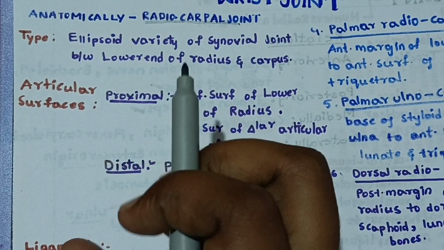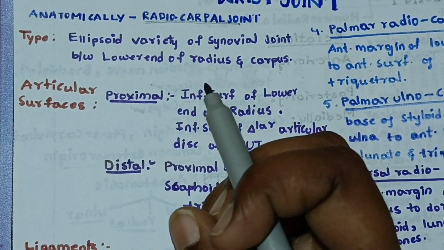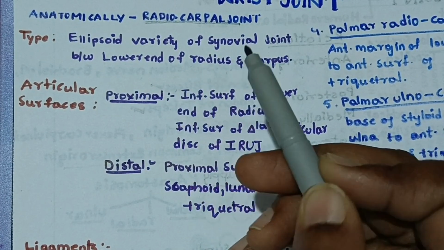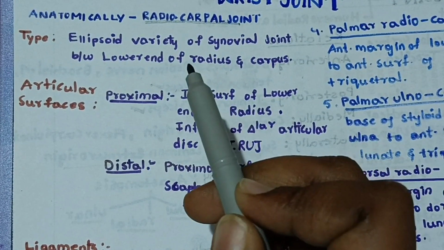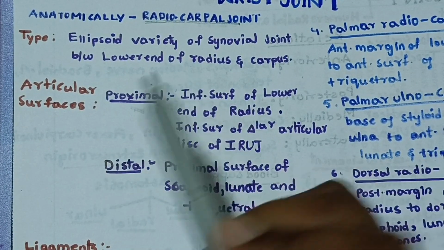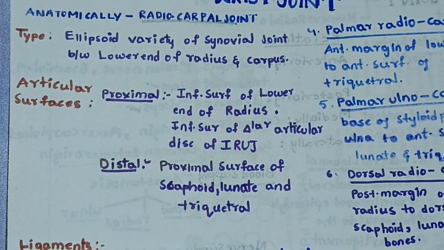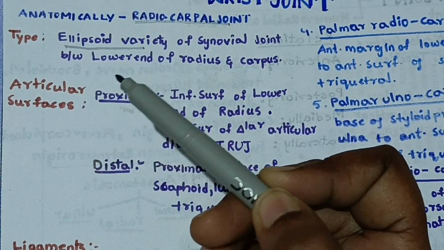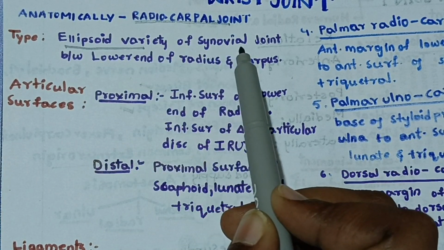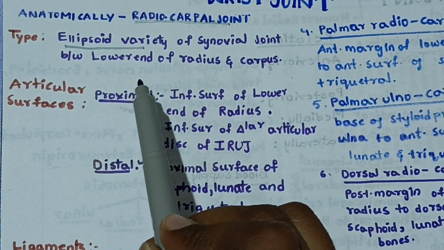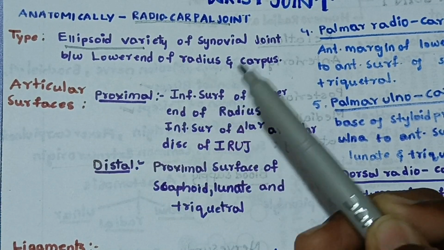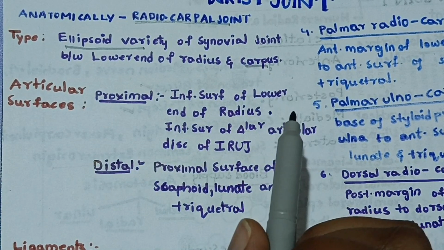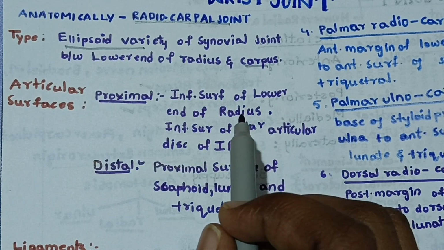Why? It is a joint that articulates between the lower end of the radius and the proximal row of carpal bones. Hence it is known as the radiocarpal joint. So which type of joint is it? It is an ellipsoid variety of synovial joint, formed between the lower end of the radius and the carpus. Carpus is the carpal bones, mainly the proximal row of carpal bones.